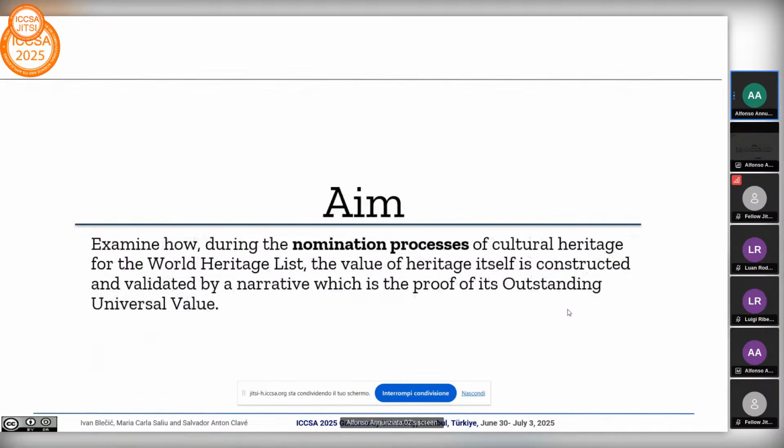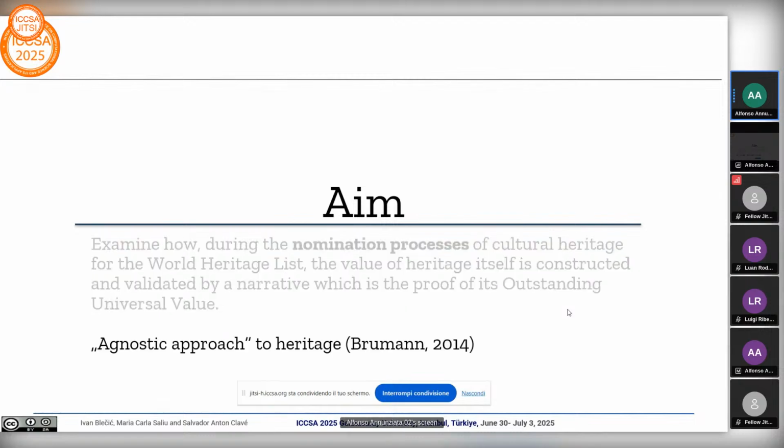The aim of the contribution I'm going to talk to you about this afternoon is to examine how, during the nomination processes of this cultural heritage for the World Heritage List, the value of heritage itself is constructed and validated by a narrative which is the proof of its outstanding universal value. In doing so, we adopted an agnostic approach, according to Bruman, which is a third path between the idea that heritage has an a priori value and the idea of having a foundational doubt about the value of heritage.